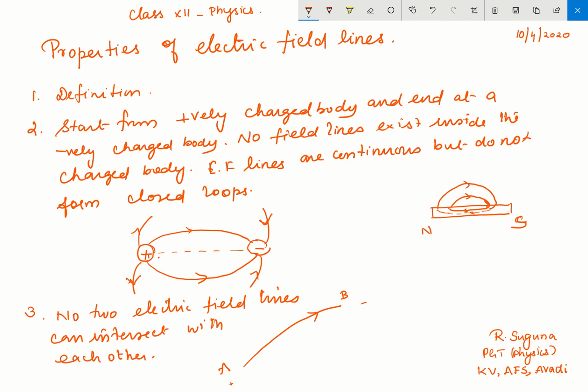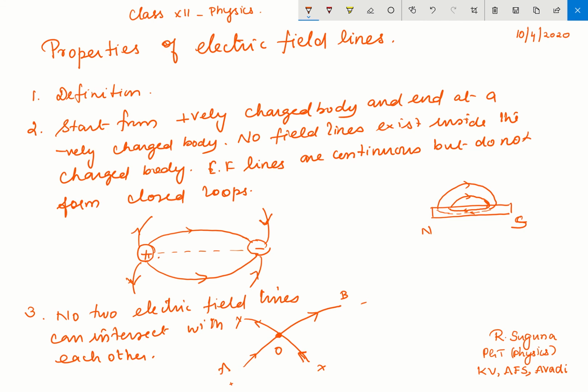Okay, for example, I am taking two lines: AB is one line and XY is another line. Here it is somewhere positive, here it is the X side positive and the Y side negative. So the line goes from positive to negative, right? But here they are actually intersecting. This is the point of intersection O. If they intersect, what will happen?